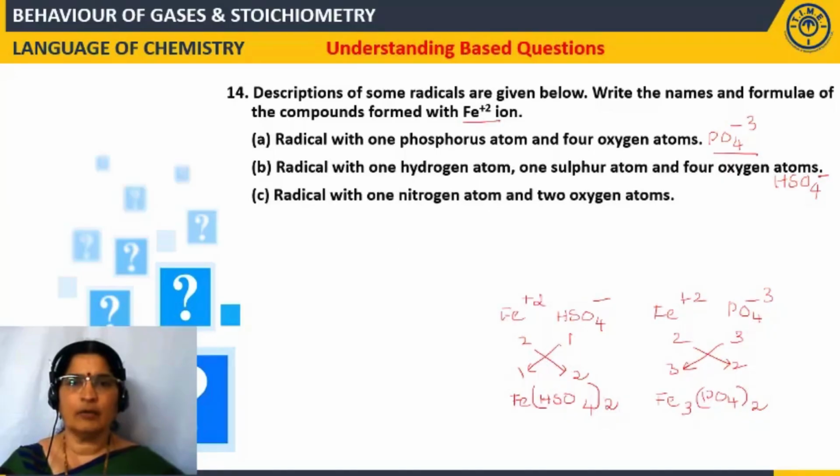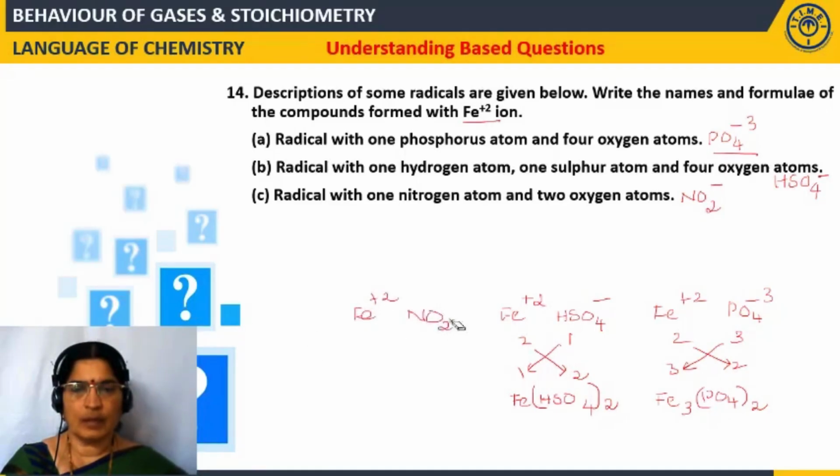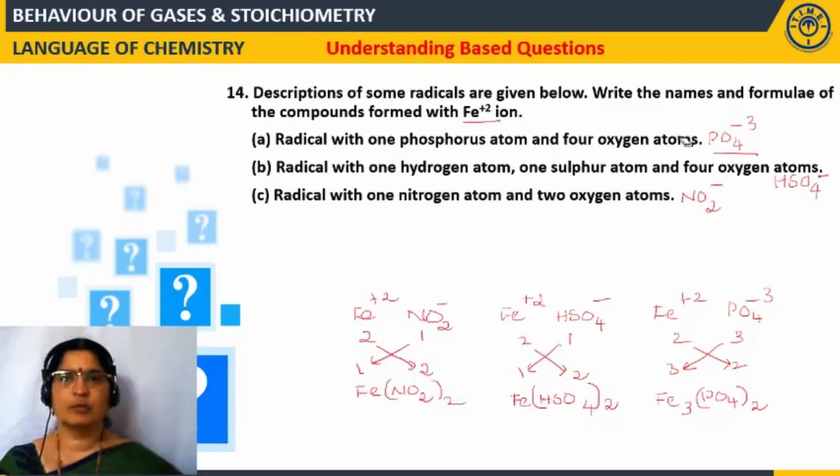Radical with 1 nitrogen atom and 2 oxygen atoms, that is NO2 minus, because this is obtained from nitrous acid. Fe plus 2, NO2 minus. So 2 here, 1 here. If we crisscross it, we get 1 here, 2 here. So Fe, NO2 taken twice. Fine.